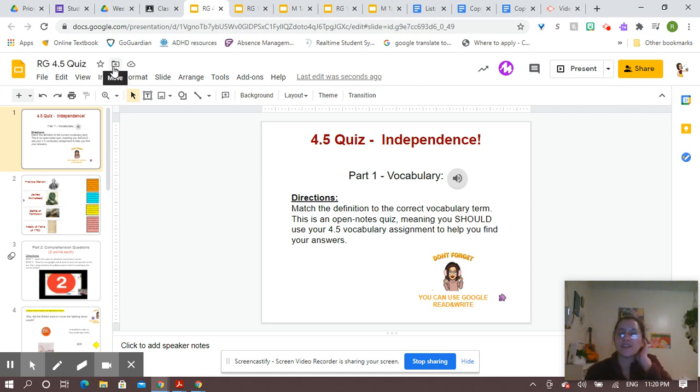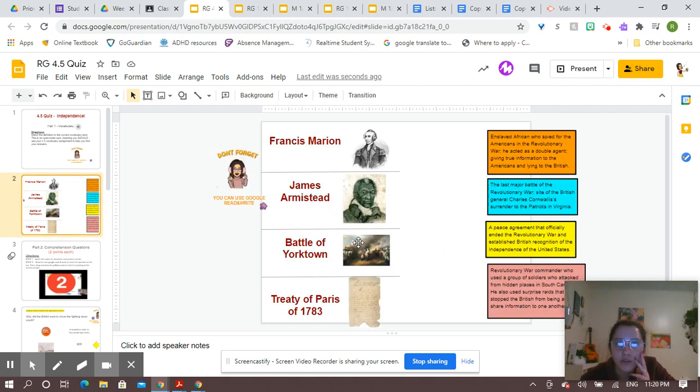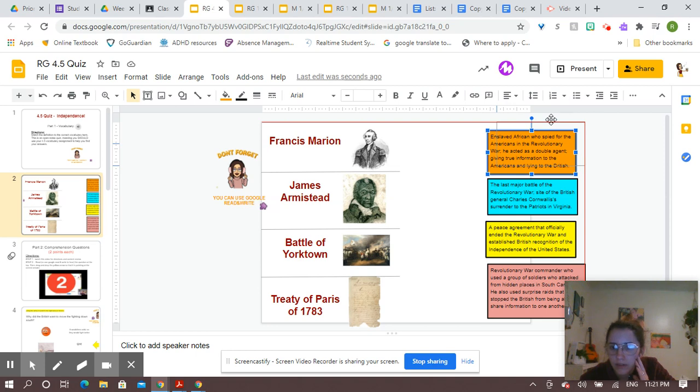The directions are in here, but just as a reminder, the first part is going to be vocabulary. We don't have a lot of vocabulary in this section, which is really good. So you'll come down here and you will use Google Read and Write, or you will just read your phrases or vocabulary terms and the definition options. Okay, you will drag the definition over to whoever or whatever you think it goes along with.